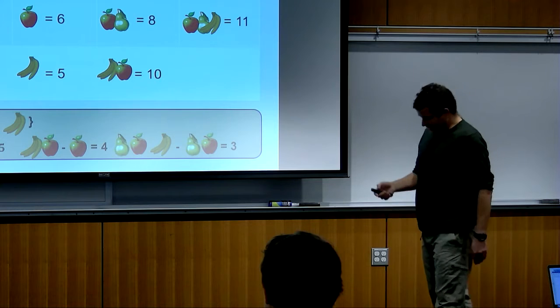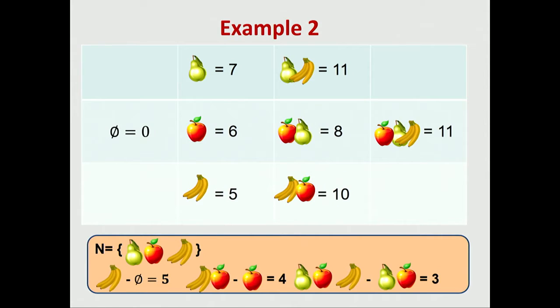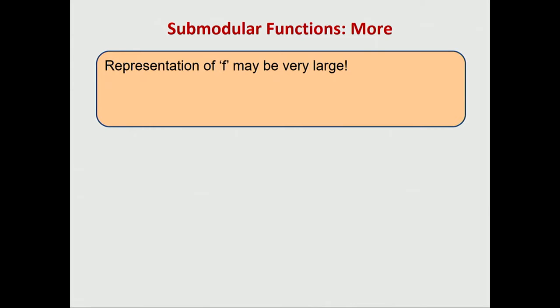Here is another example. Just to be sure, we have 3 items, and we have all the subsets of 3 items, and these are the values. I'm telling you this is submodular. It's not easy to check this. But for example, adding a banana to a larger set has decreasing marginal value. As you can see with this example, keeping a representation of the whole function can be very large in some cases, since you should keep values for all subsets of items.